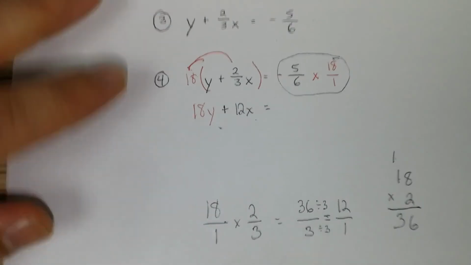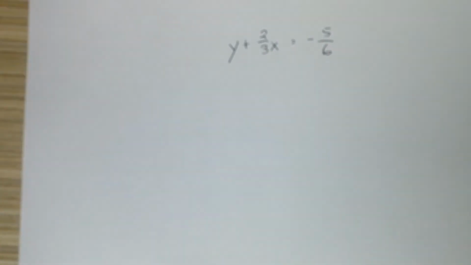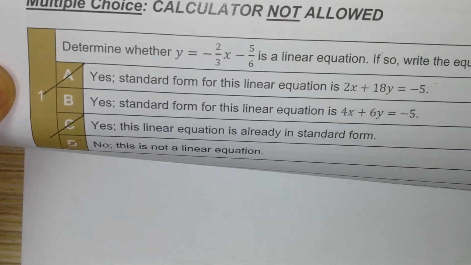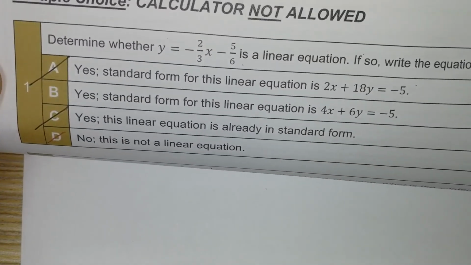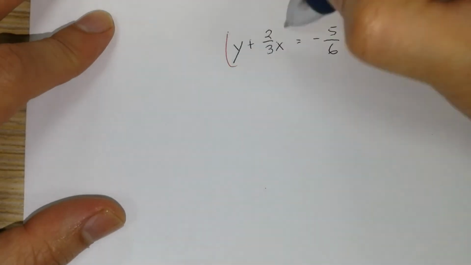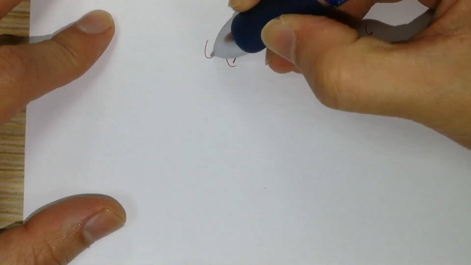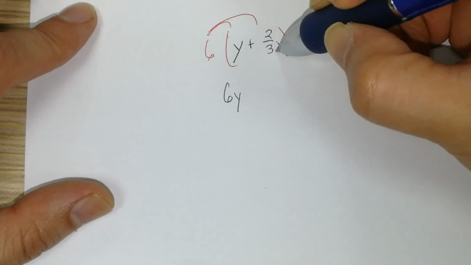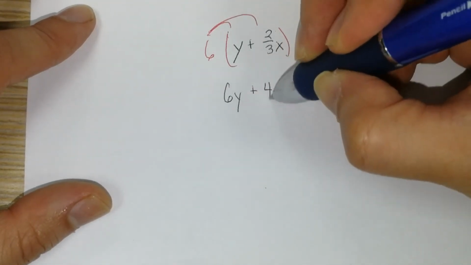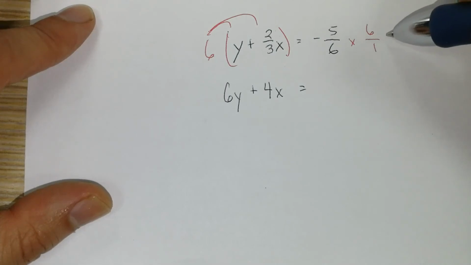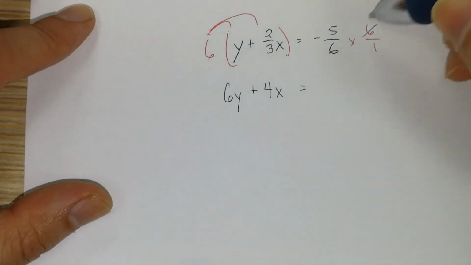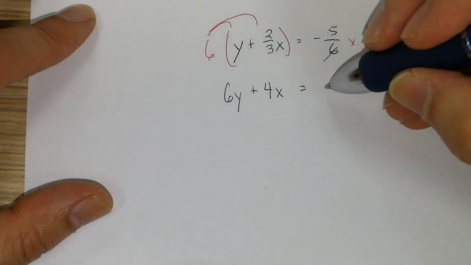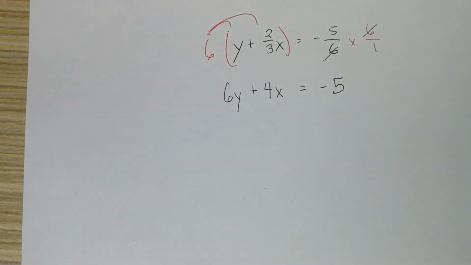But for those of you that actually want to see why, I'm going to do the same thing where, since my answer choice in B says 4x plus 6y, I'm going to multiply each side of the equation by 6. Because when I multiply 6 times y, that gives me my 6y. And when I multiply 6 times 2 over 3, I in fact do get 4x. Negative 5 over 6 times 6 over 1, same number in the numerator and denominator, so I can cancel those, and that's going to give me negative 5 over 1, or negative 5.